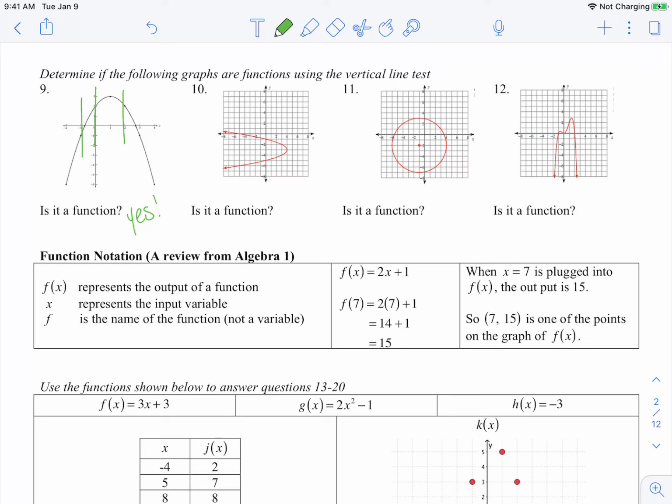Number 10, we have a sideways parabola. So I can draw vertical lines on here, and you can see that it hits twice in multiple places. So this one is not a function. I would like you, please, to do 11 and 12.